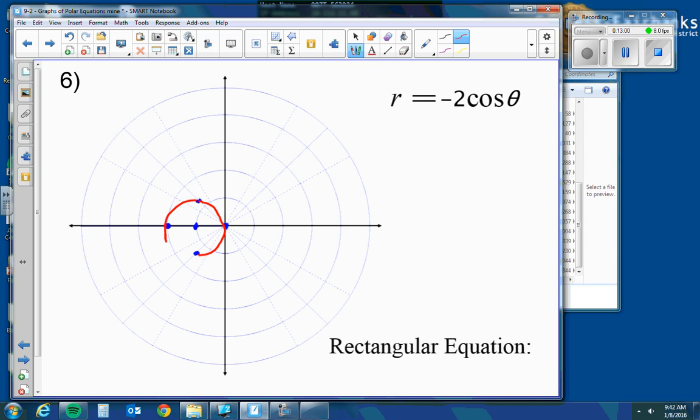If it looks like this, you should know it's a circle. Cosine is horizontal, so to speak. Negative means it goes left. And then one above, left and right from the center.